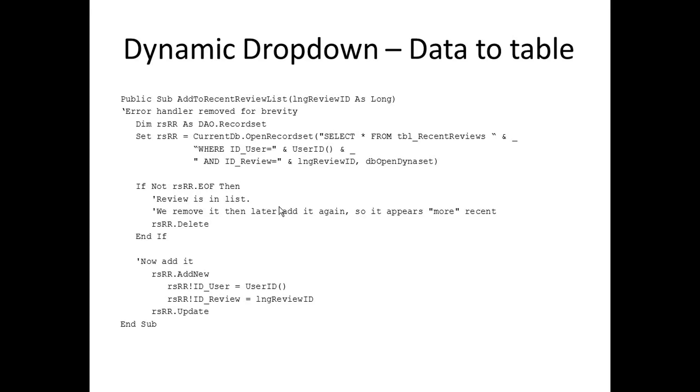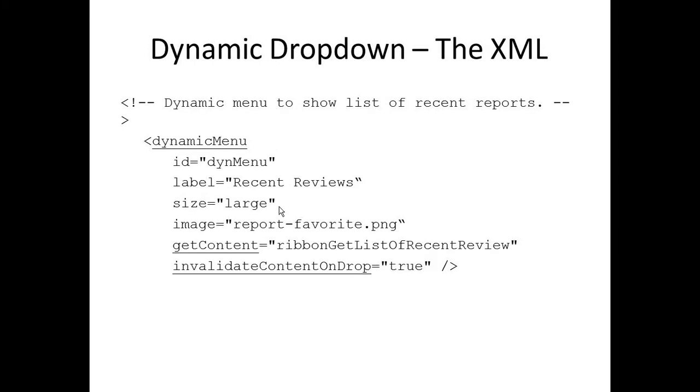This way, each time a review is opened, it gets placed on the top of my list of recent reviews. Since it's an auto number, it'll get a higher ID, and as I'm sorting on that ID, that makes sure I get the latest items. So to make the dynamic dropdown, this is the XML. And what you might want to notice is that instead of button, what it says here is dynamic menu.